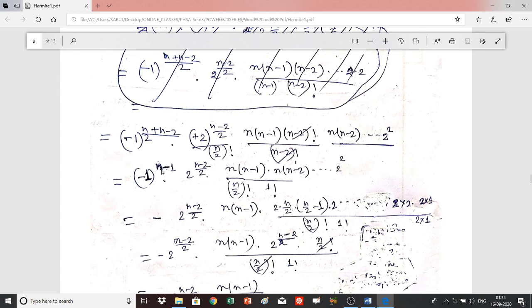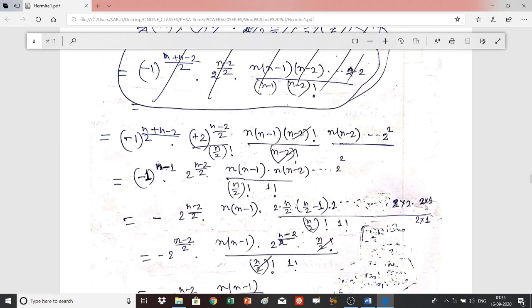Okay, so this will give you a negative sign. So negative sign is there, and then 2 to the power n minus 2 by 2, or you can leave it as minus 1 to the power n minus 1. Then this term is written here n into n minus 1, and from this term you can write 2 into n by 2, n by 2 minus 1 into 2, in this similar fashion as it was calculated in the first case. And the last term in this series is 2 into 2.